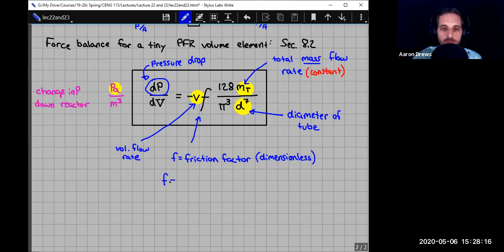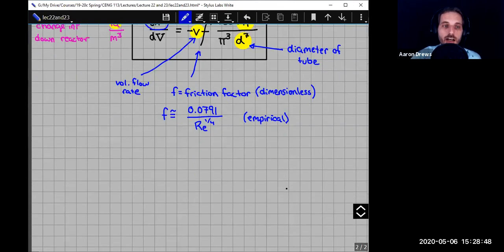The equation for F that we have is empirical. It's F is approximately equal to 0.0791 divided by the Reynolds number to the 1/4. If you are wondering where that comes from, I don't blame you. That is coming from a series of experiments that people do for flow in a tube, and they measure this thing, and they find out, hey, actually, we can relate all of those friction factors to that. That is like a two-week topic in 101A about where these things are coming from and how they're used. So if you love it, great. You'll see it again. If you hate it, I'm sorry.